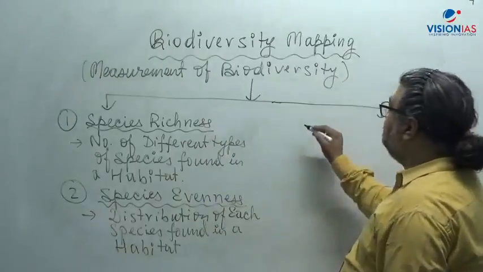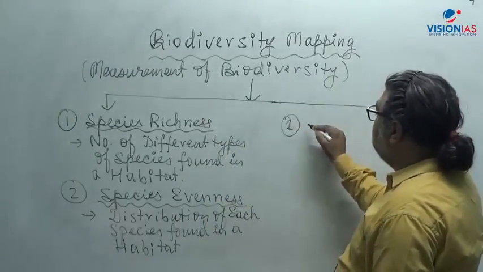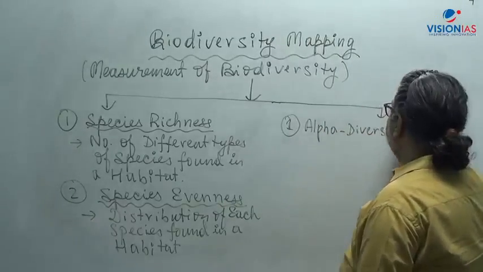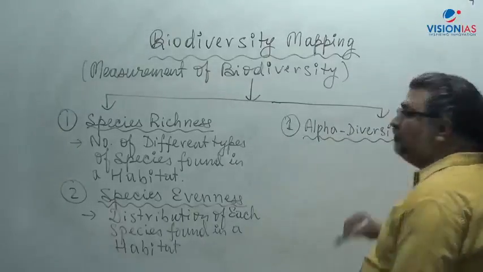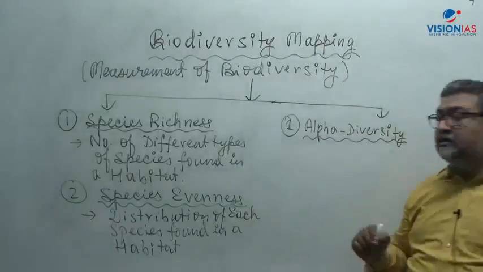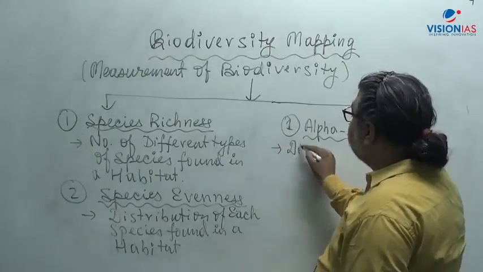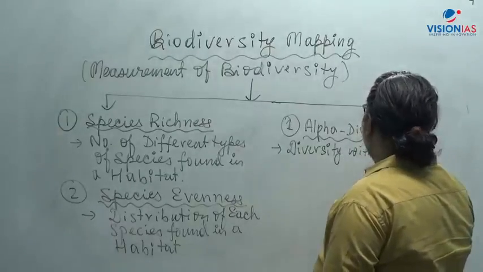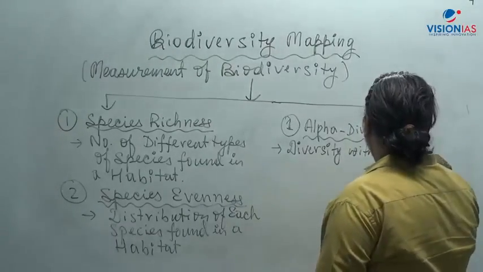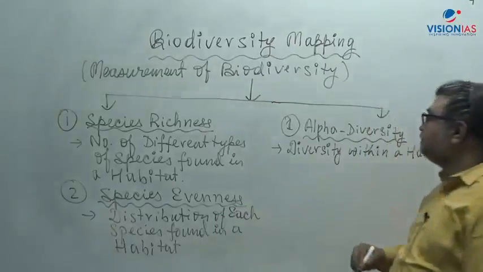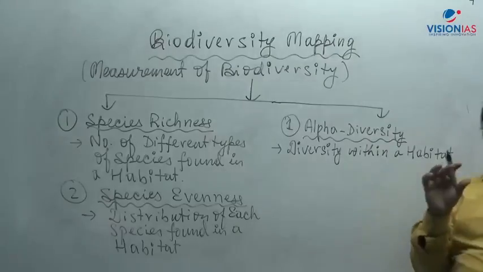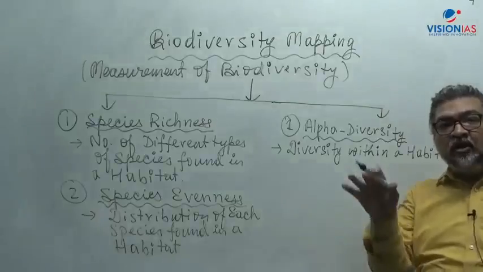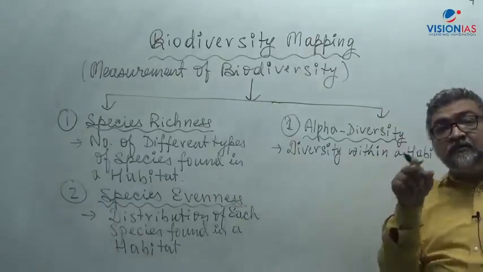Another way of this classification is called alpha diversity. There are certain types of indexes. What I've written here: alpha diversity. What is alpha diversity? Alpha diversity is the diversity within a habitat. If you take a given habitat, within the habitat, the diversity of species. Let's say in a given habitat you have a tiger, lion, elephant. All these three species. That is alpha diversity.